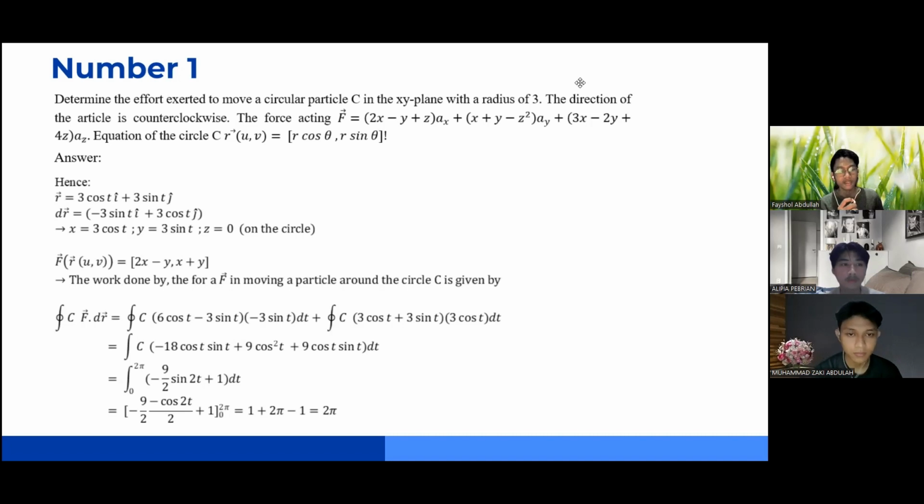And after that, we take the derivative of r, which results in minus 3 sin t i plus 3 cos t j. Then we can say that x is 3 cos t, y is 3 sin t, and z is 0, because this is the xy plane. We don't need any value of z. So the vector force F equals (2x - y, x + y).